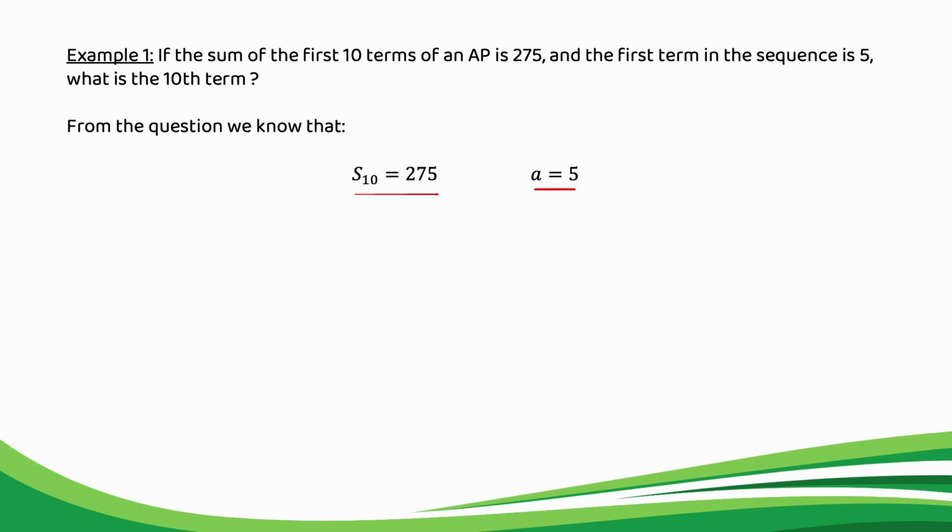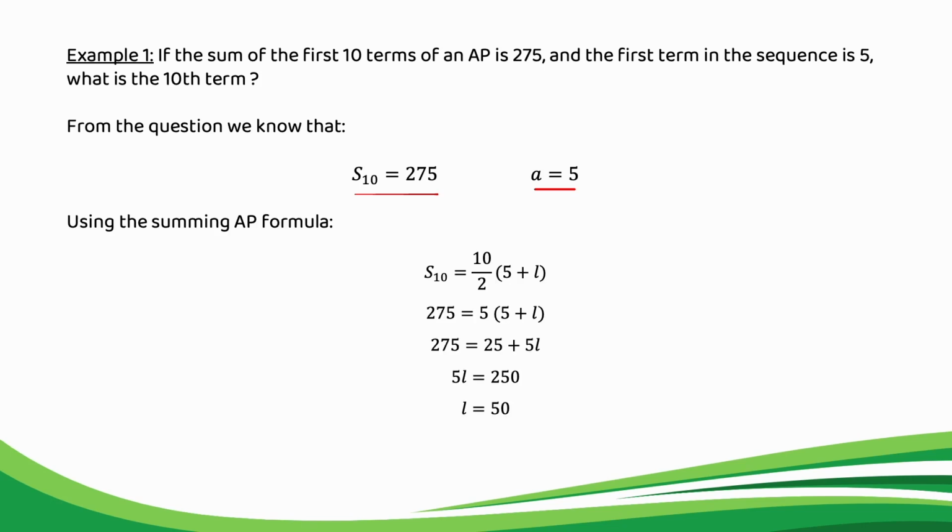Because the question is asking us for the last term of the sequence, we can use the formula n on 2 multiplied by the sum of the first and last term. Going through the simple algebraic working, we can see that the last term of the sequence turns out to be 50.